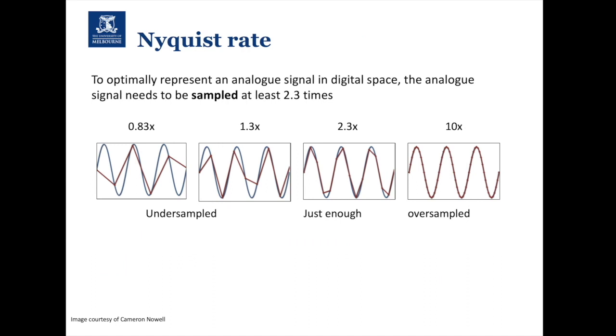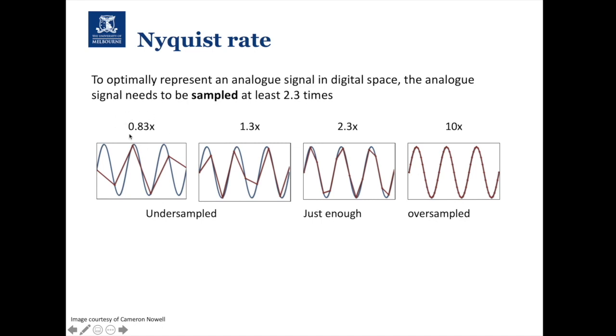Fortunately this is covered by some mathematics. This is called the Nyquist rate, or the Nyquist-Shannon sampling rate. What this says is basically that to optimally represent an analog signal in digital space, the analog signal needs to be sampled at least 2.3 times. We've shown this in these little waves. The blue wave is our analog signal, and the red line is our digital sampling of that.